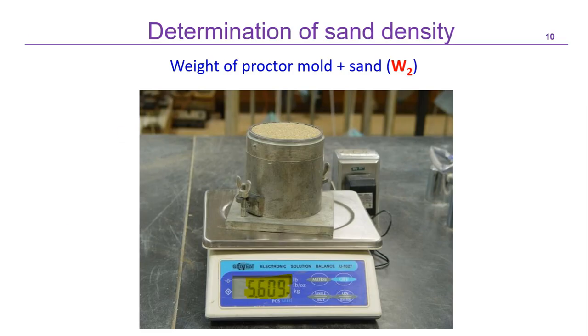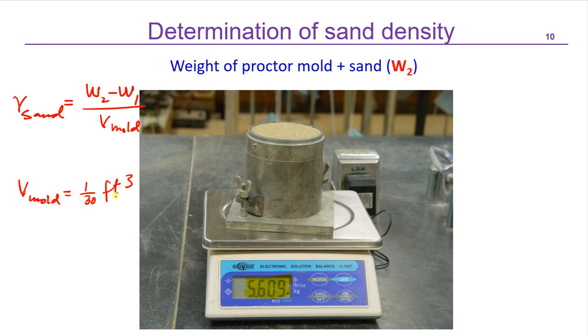So we can easily find out the unit weight of sand is going to be equal to W2 minus W1, the weight of sand inside the mold, divided by the volume of mold. And remember the volume of mold is 1/30 cubic foot, or 943 cubic centimeters. So this is how we are going to determine the density of the sand.